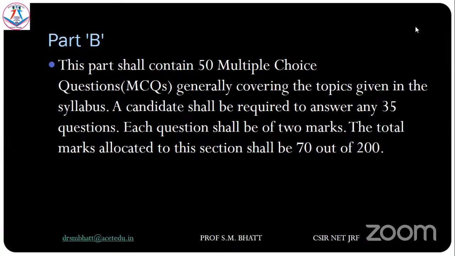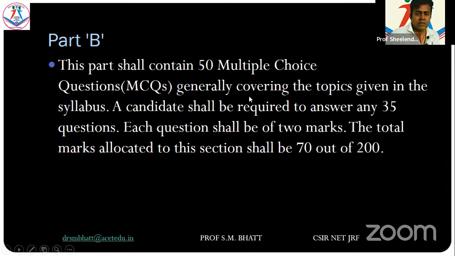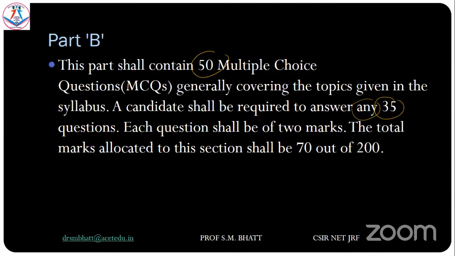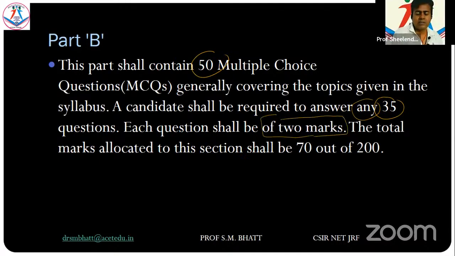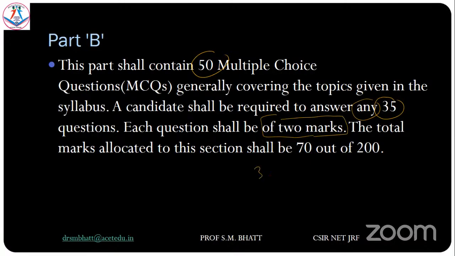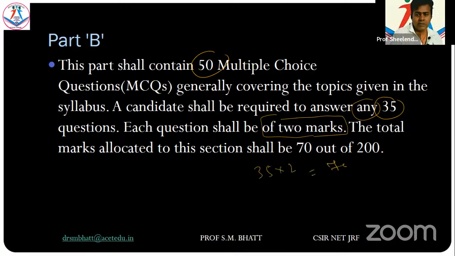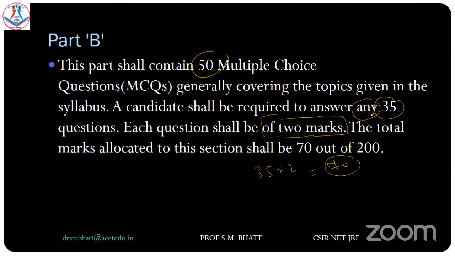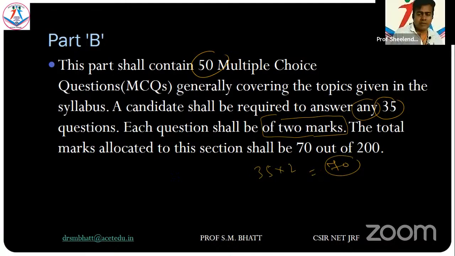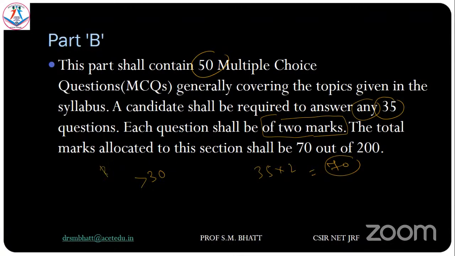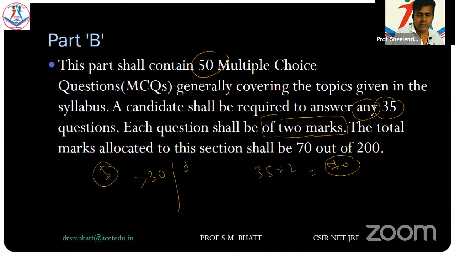Part B has almost 50 MCQs, 50 questions, and out of that you can select any 35 questions, and each question is 2 marks. So 35 into 2 is almost 70 marks. Most of my students are crossing more than 30 questions. This question type needs a deep understanding.